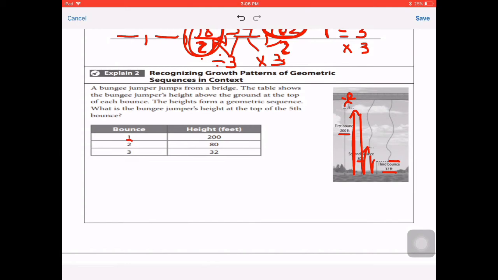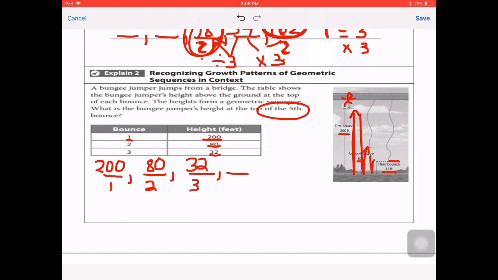So if you notice, when we have one bounce, that's a height of 200. So we can write these numbers as a series of numbers or a sequence. The first bounce gave us a height of 200, bounce number 2 gave us a height of 80, and after our third bounce, we went up to a height of 32. So there's our sequence of numbers, 200, 80, 32. The numbers are going down, so that means I'm multiplying by a number less than 1.